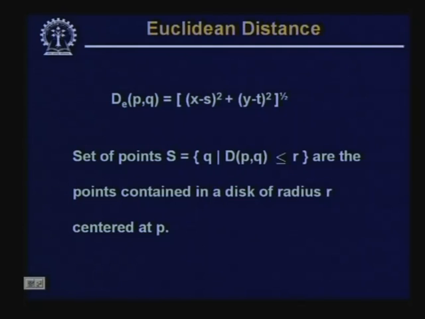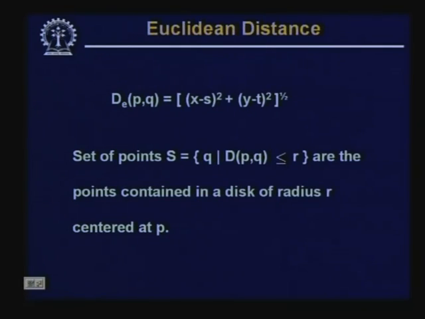Now, the first of these, that is the distance between p and q, which we have already seen: if p has a coordinate x y and q has a coordinate s t, then d p q, the distance between p and q, is equal to the square root of (x minus s) square plus (y minus t) square. This is a distance measure which is called the Euclidean distance.